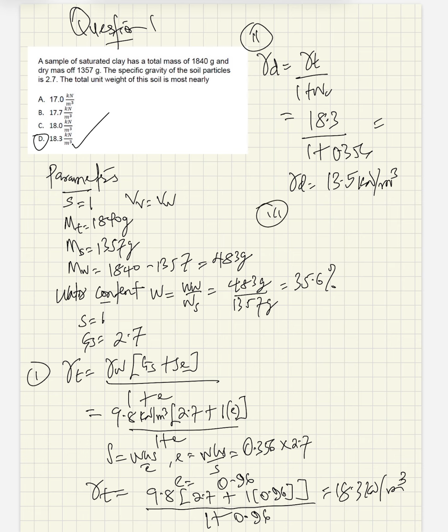If they ask us to compute the porosity, n will be e over 1 plus e. e is 0.96 over 1 plus 0.96, so 0.96 divided by 1.96, which is 0.48. So this is the introduction.